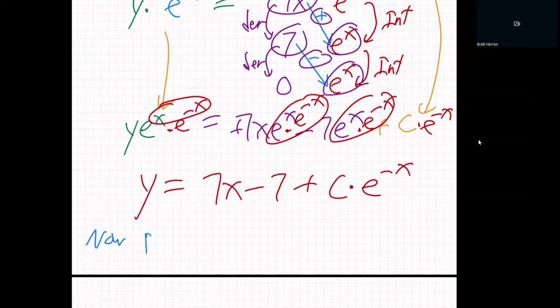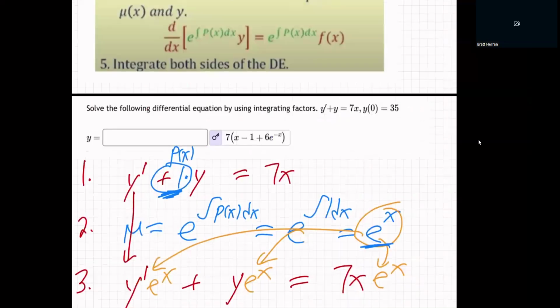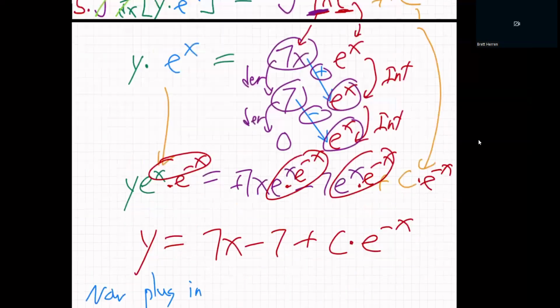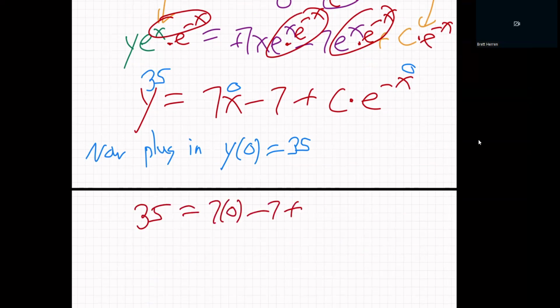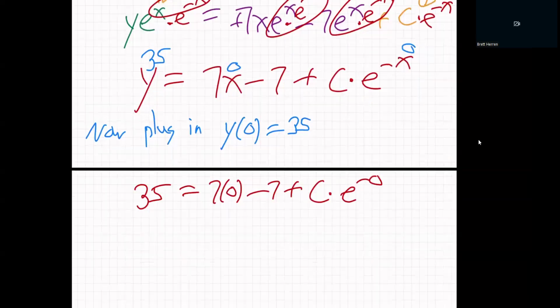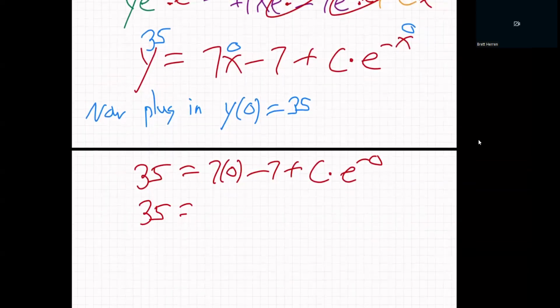Now plug in what they tell us. y of 0 is 35. That means if you put in 0 here, put in 0 here, y will be 35. So we get 35 equals 7 times 0 minus 7 plus c times e to the minus 0. 7 times 0 is 0, minus 7, plus c times 1, because e to the 0 power is 1. Minus 0 is just 0.